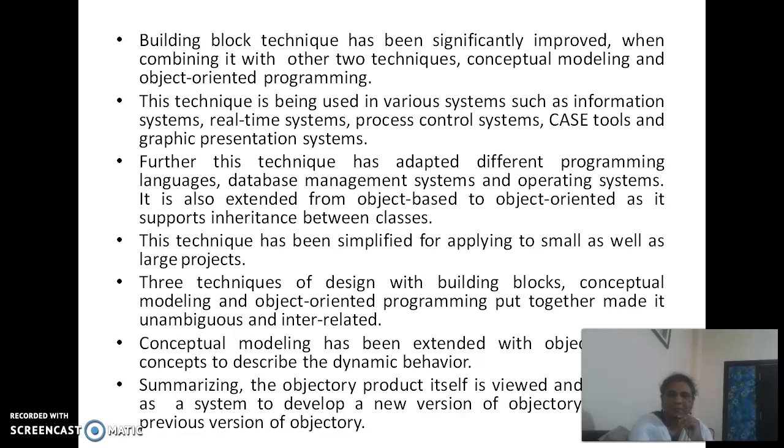The three techniques of design with building blocks, conceptual modeling, and object-oriented programming put together made it unambiguous and interrelated. Conceptual modeling has been extended with object-oriented concepts to describe the dynamic behavior. Summarizing the whole view of object tree, the object tree product itself is viewed and described as a system to develop a new version of object tree from the previous version of object tree.